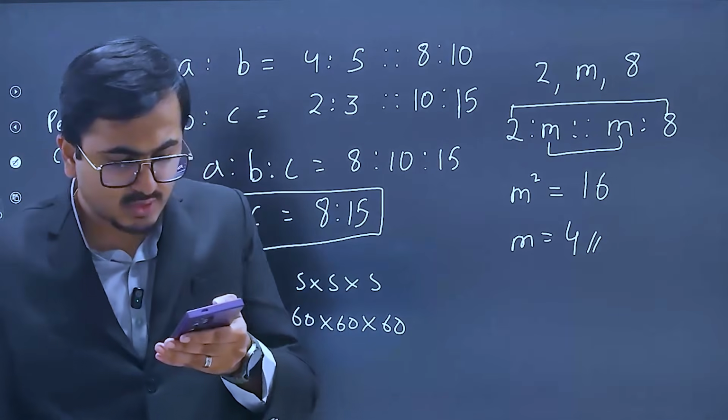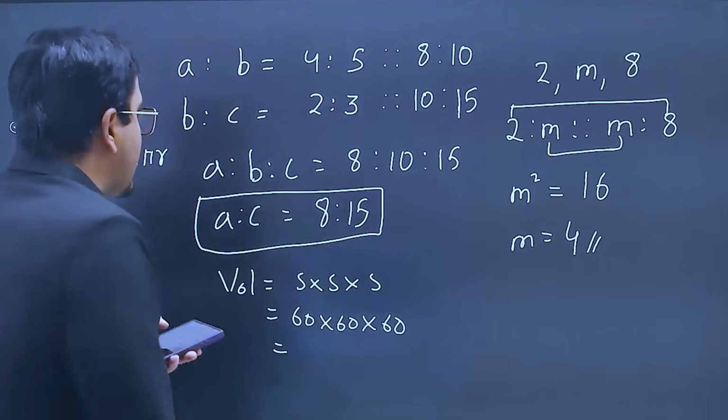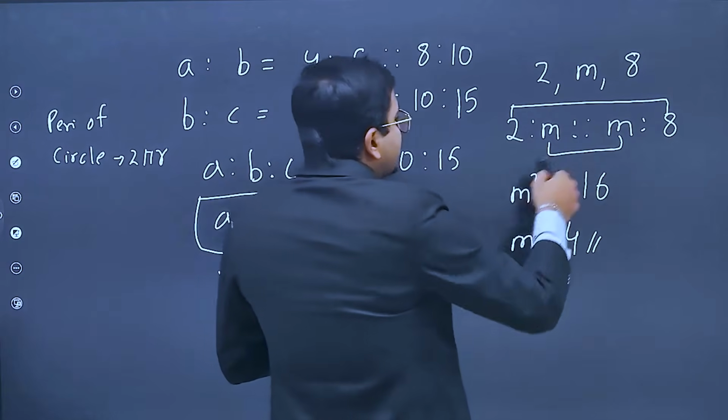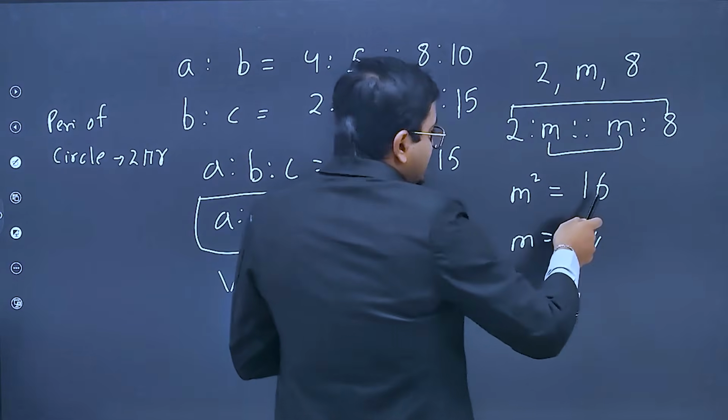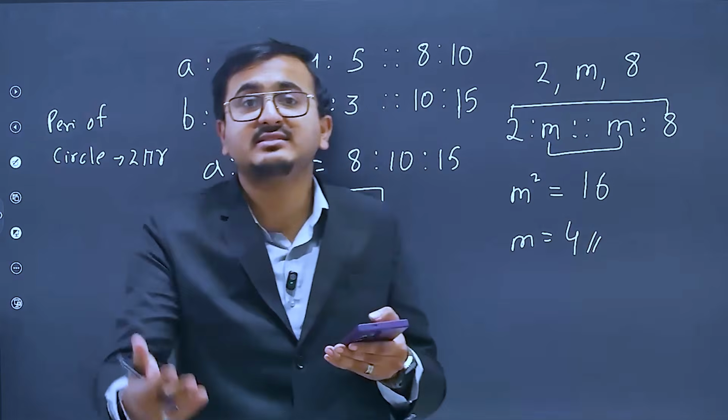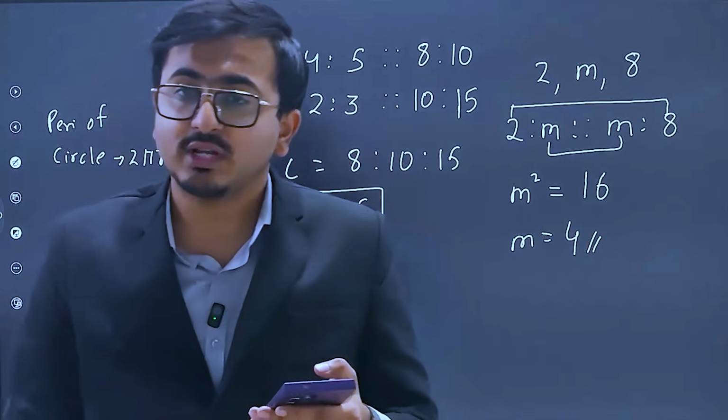So how did you get M equals 4? You only check M into M. M into M means M square, and 2 into 8 is 16. One number multiplied by itself should get 16. What is that? 4 into 4.